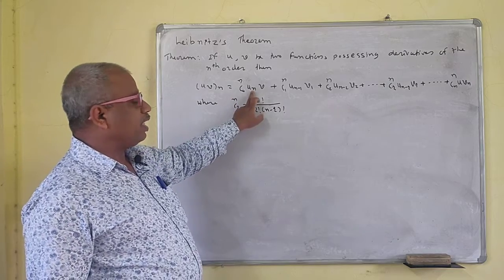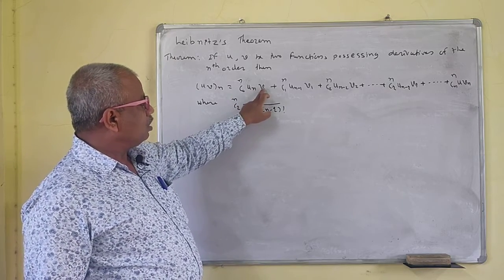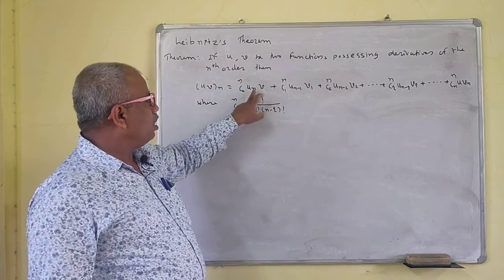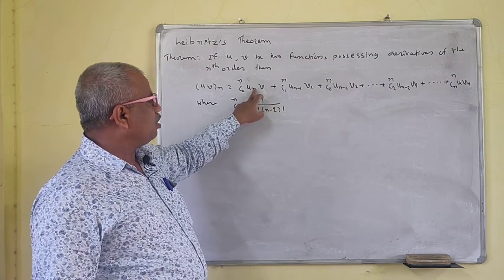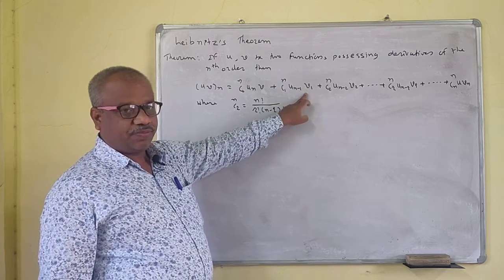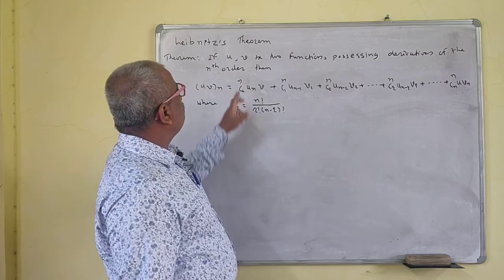Now see here, u and v are there. So this is u v, where you are not taking any derivative of v. The sum of the orders will be n: n and 0, n minus 1 and 1. So the sum is n, and this is nC0.